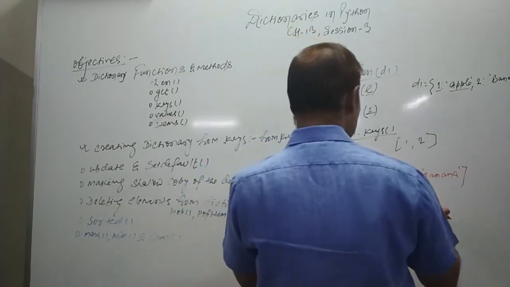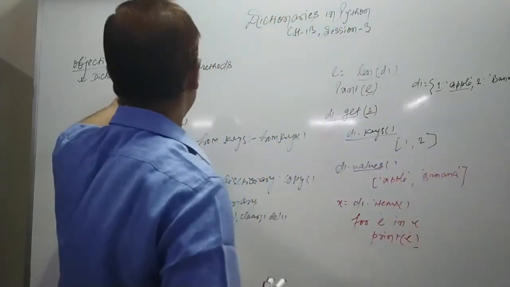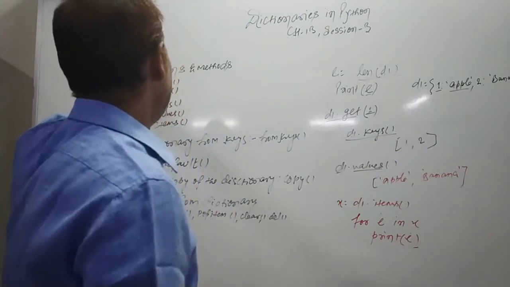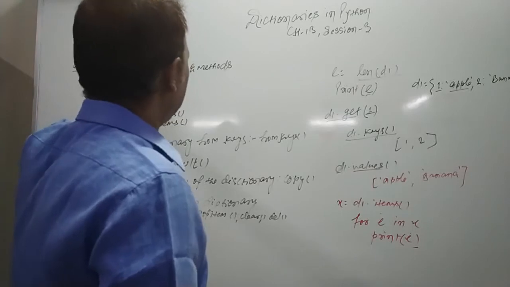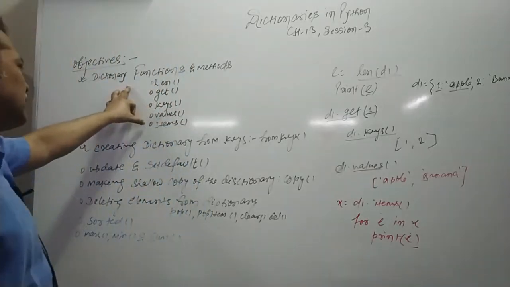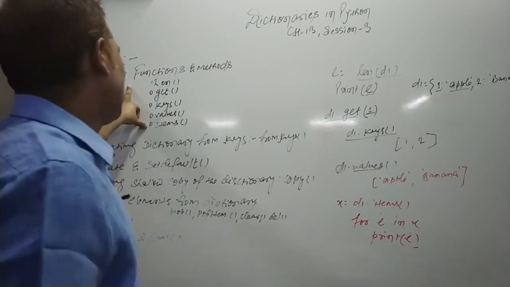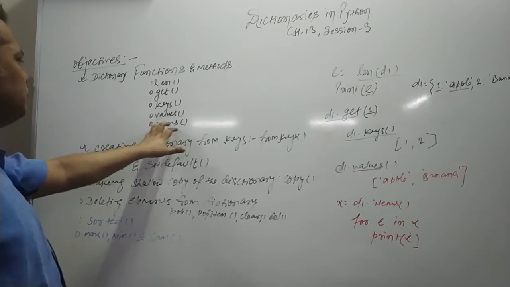So like this you can use the items method, and these four methods are very important. len is frequently used, get always helps you to know the value of any key. Keys will give you all the keys of the dictionary. Values will give you all the values of a particular dictionary without the keys, and items will return all items. Here basically we are getting the keys and values both.